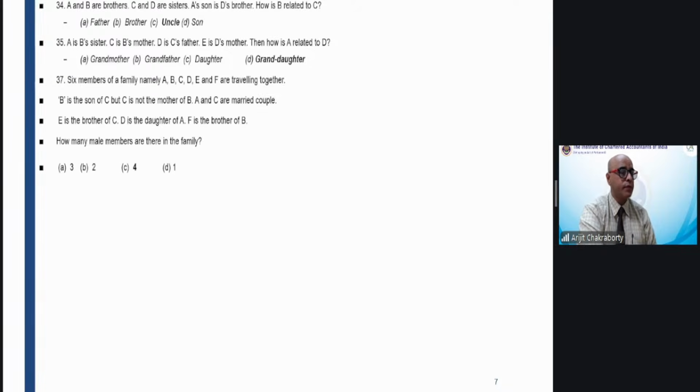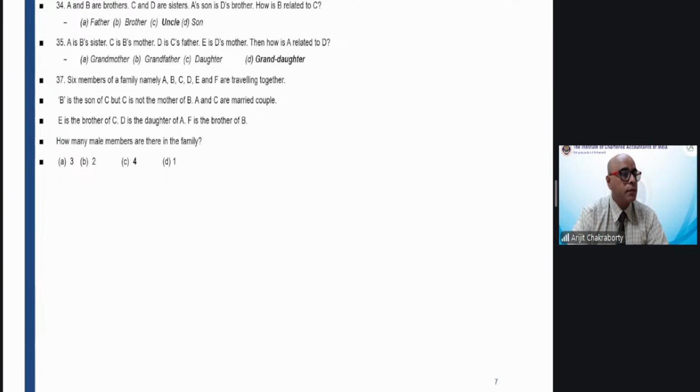Multiple statements are given. This is on number. So I've taken all possible types of questions from the study material and the exercise. 37th question, 6 members of a family are traveling together. So you have the members A, B, C, D, E, F, 6 members.